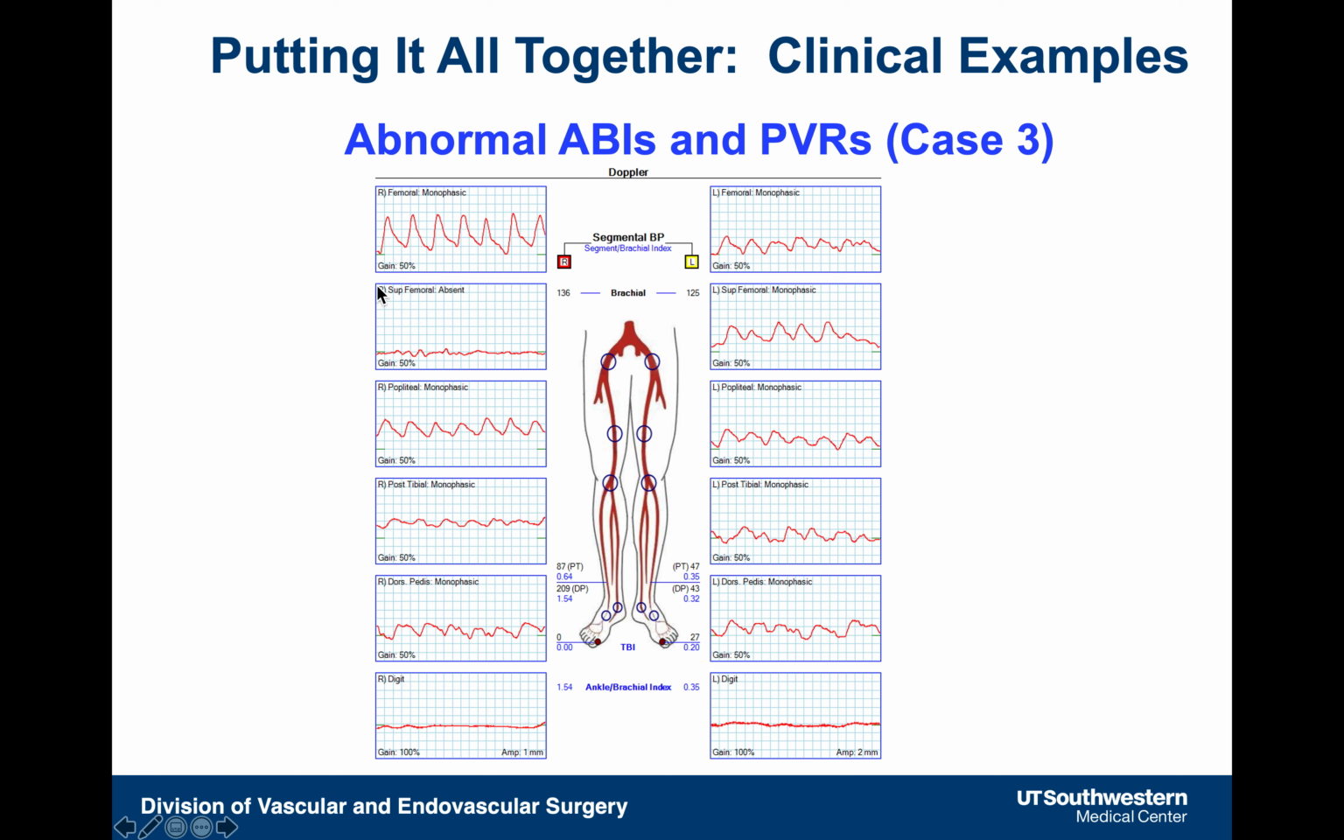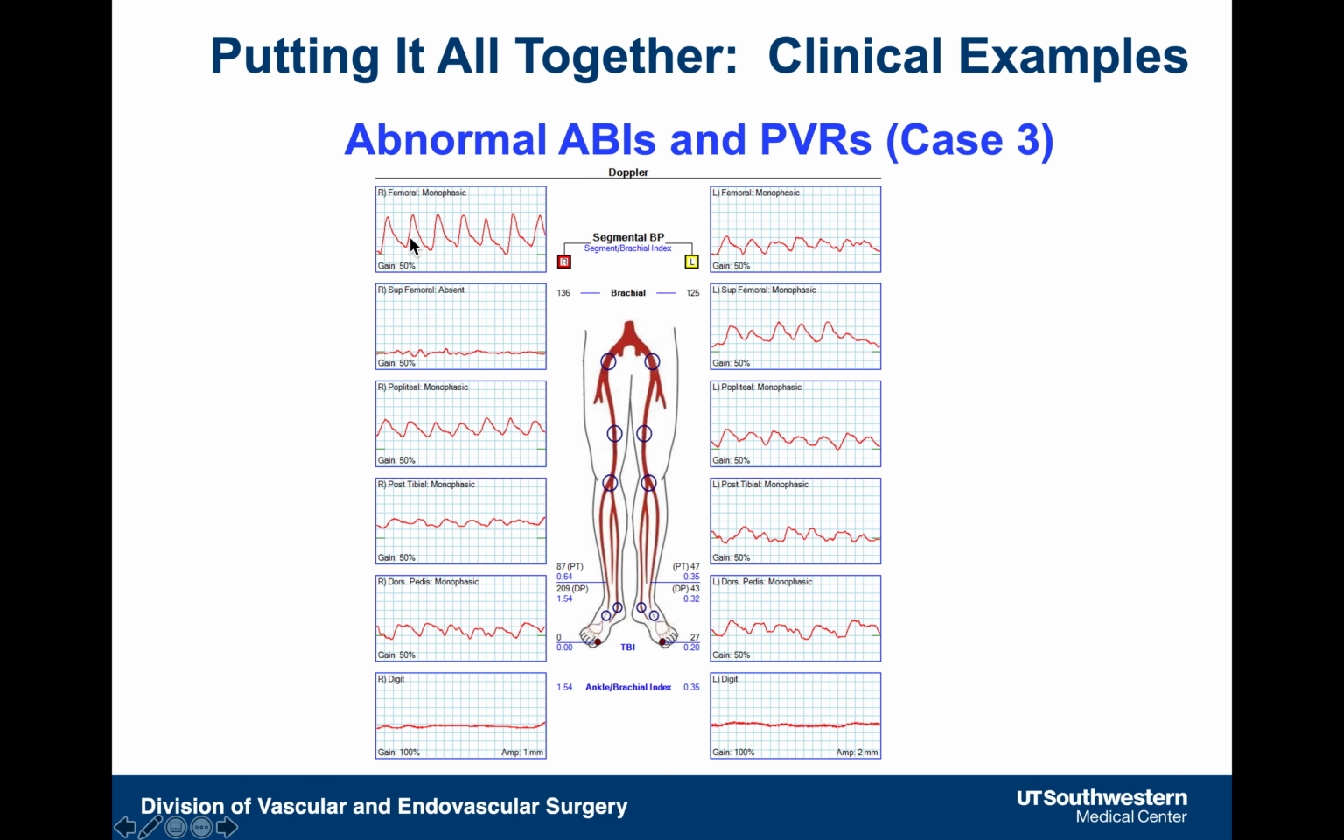Now let's go look for segmental changes. Starting on the left, very monophasic as you go down, all the way down, but it doesn't seem to be much change here. So I would say this is probably inflow disease, iliofemoral disease, okay? And then on the right, it's also the same.